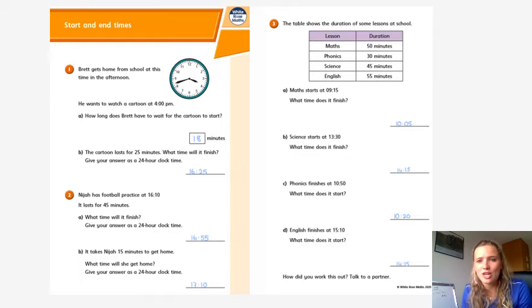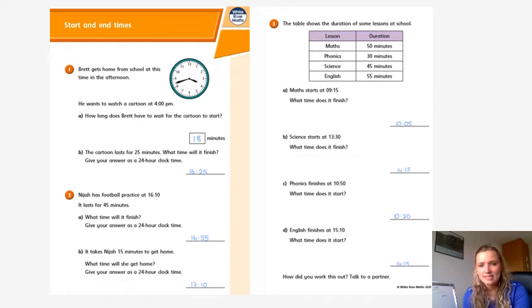Question 3. The table shows the duration of some of the lessons at school. Math starts at 9:15. What time does it finish? So if it starts at 9:15, we need to look in the table, it says 50 minutes. So we need to add 50 minutes to that, which will take you over into the next hour. So it would become 10:05. Now, if you have just put 10, colon, 5, this will be wrong because remember we need to have two numbers after the colon to show the minutes. So we needed to put 0 before the 5.